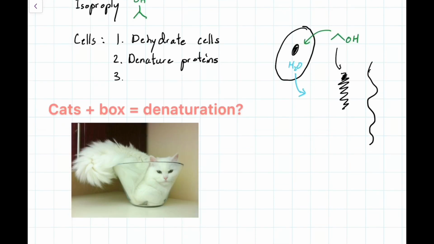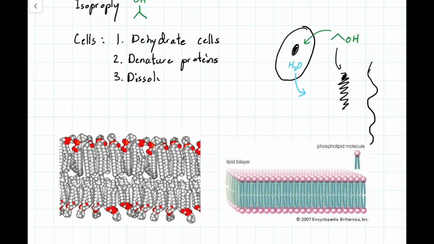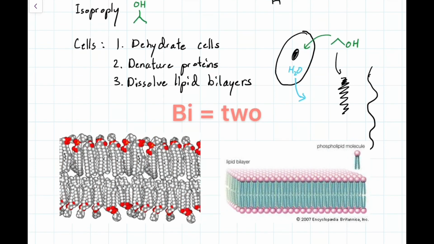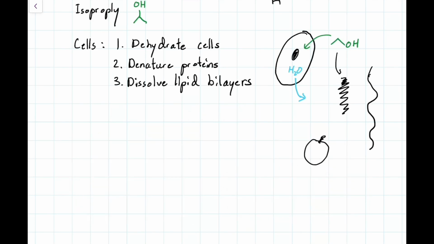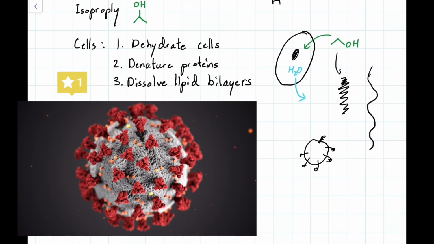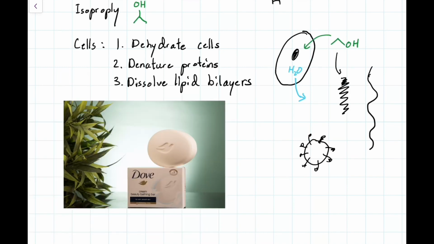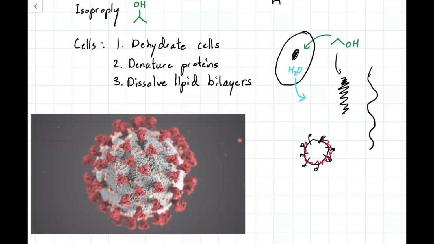And then alcohol dissolves lipid bilayers. Lipid bilayer forms the outer membrane of most cells and viruses, including that of the coronavirus. Alcohol works in a very similar way to soap. It breaks down these membranes, causing the cell or the virus to fall apart.